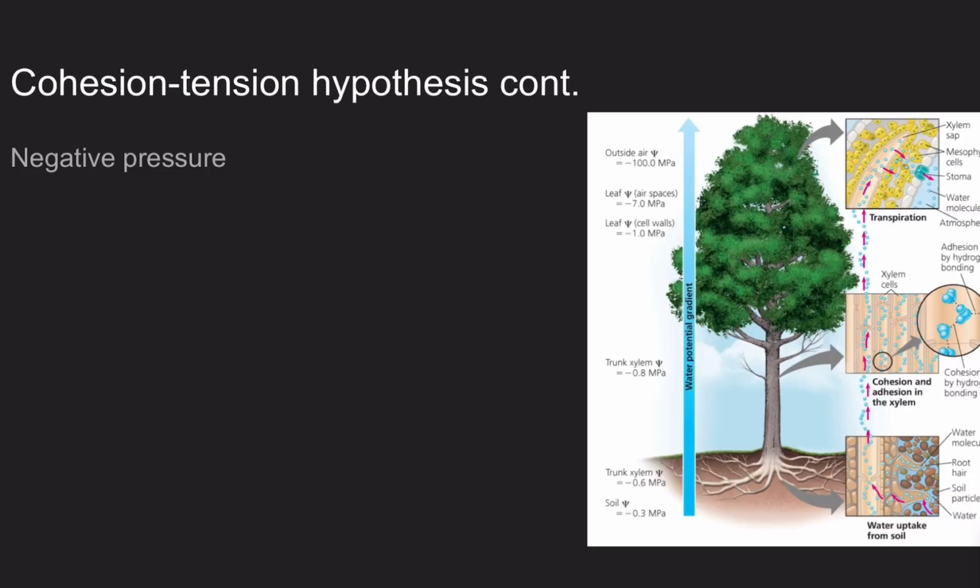And building on this, the water flows from less negative pressure to a more negative pressure. The soil has a pressure of negative 0.3 megapascals, but the outside air, which is closest to the leaves at the top, has an air pressure of negative 100 megapascals. This is all due to the water loss incurred by transpiration at the leaves, and various other factors such as cohesion and adhesion in the xylem, and also the water uptake from the soil.